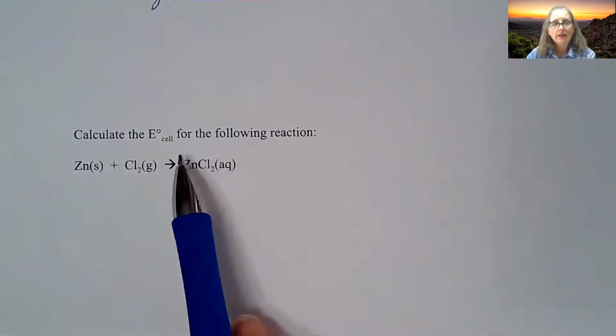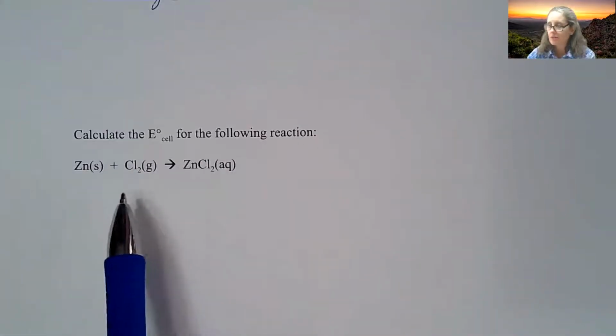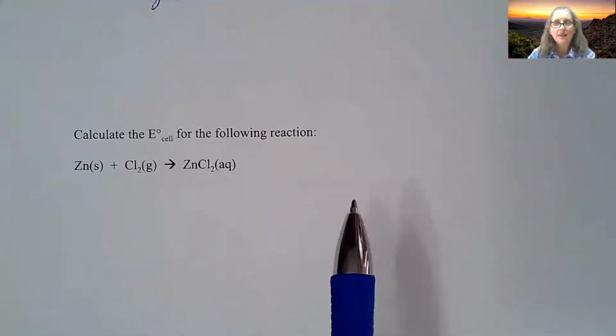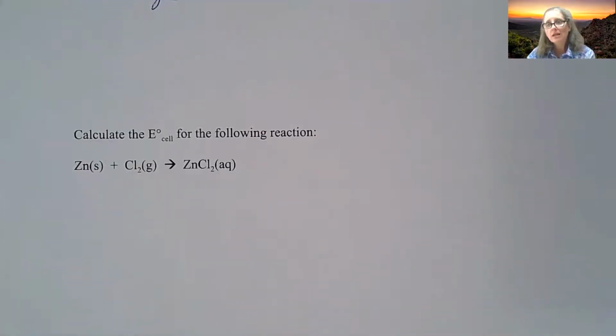So, calculating the E cell for the following reactions. Sometimes you might be given a balanced chemical equation, so you need to look at it and see who is losing electrons and who is gaining electrons. Now the good news is you don't need to look at the table to see who's further up. You just need to look at the reaction.